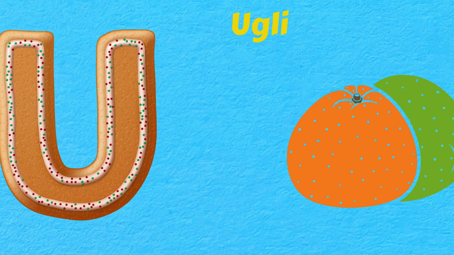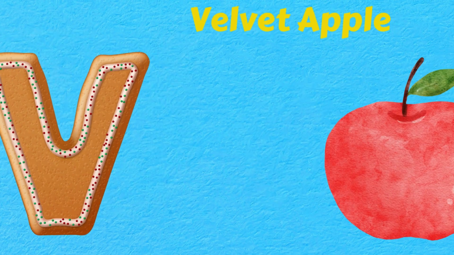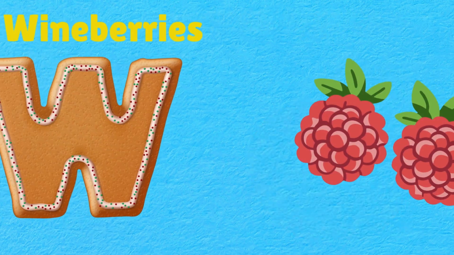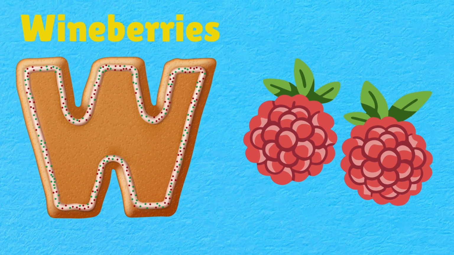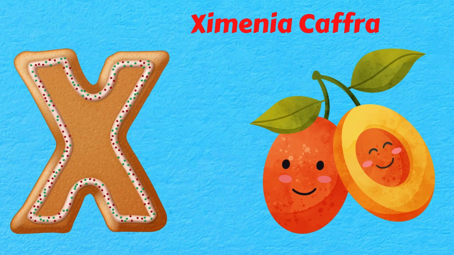U is for ugli fruit. V is for velvet apple. W is for wineberries. X is for Xymalos, Sumania caffra.